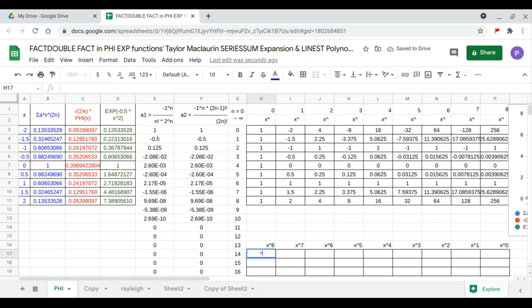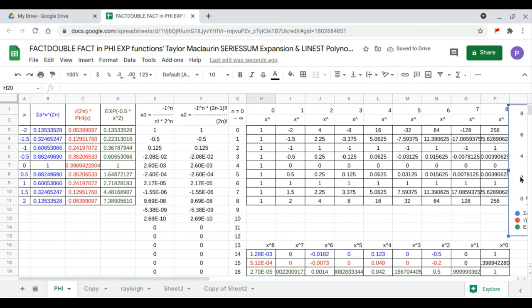Now we calculate using LINEST the polynomial regression coefficient of the expansion. Data y and data x. Then the phi function, so LINEST, data y, and data x. Enter. And the exponential function, data y, and data x.